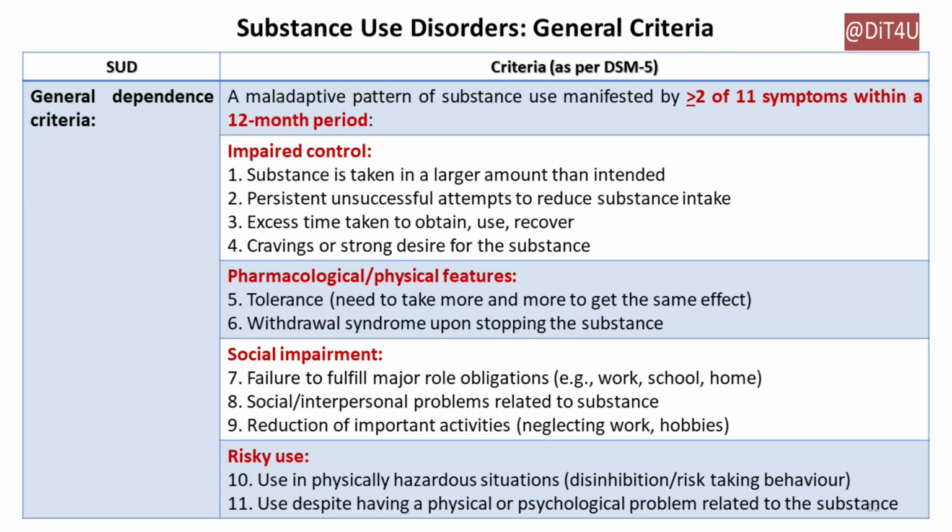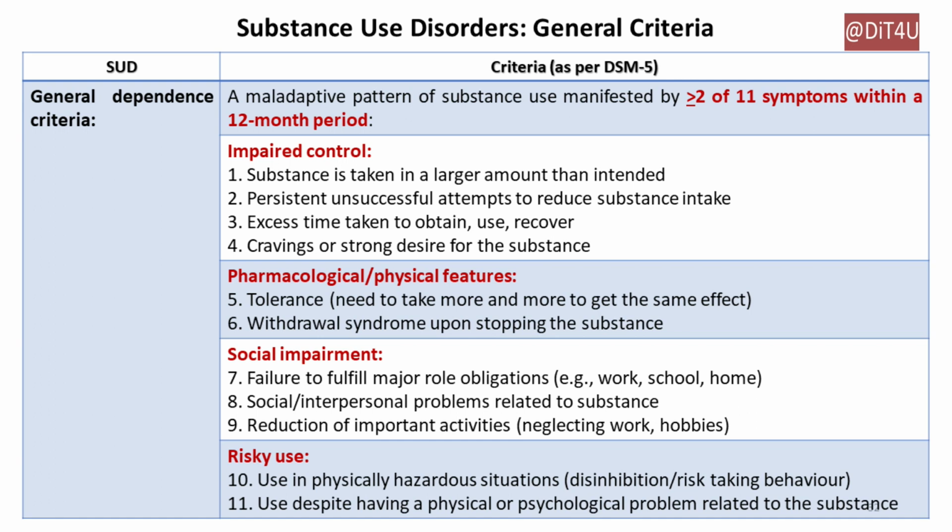Substance use disorder, general criteria for all substances, general dependence criteria, a maladaptive pattern of substance use manifested by 2 or more of 11 symptoms within the last 12 months. Very important, not remote, but last 12 months. So to make it easy, you have to divide it into various headings such as impaired control, pharmacological or physical features, social impairment, and risky use. But it is counted all together, that is 1 to 11, and you need 2 or more of these.